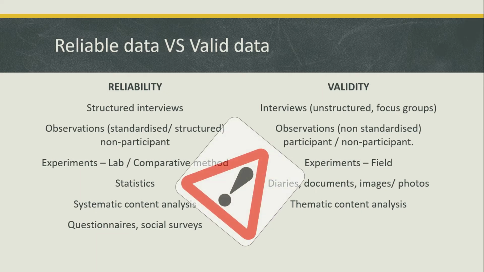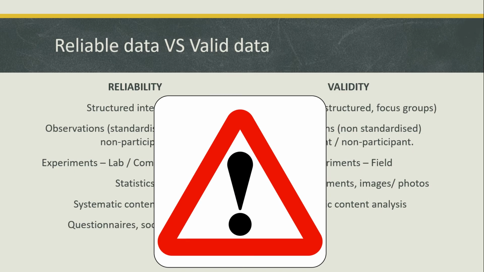Now, when it comes to reliability, a bit like when I discussed quantitative and qualitative data, it's quite binary. You do not get methods which are reliable and valid. You will get a research method that is reliable or a research method that is valid. There may be elements of the method which produce a bit more validity, but generally research methods tend to be one or the other.